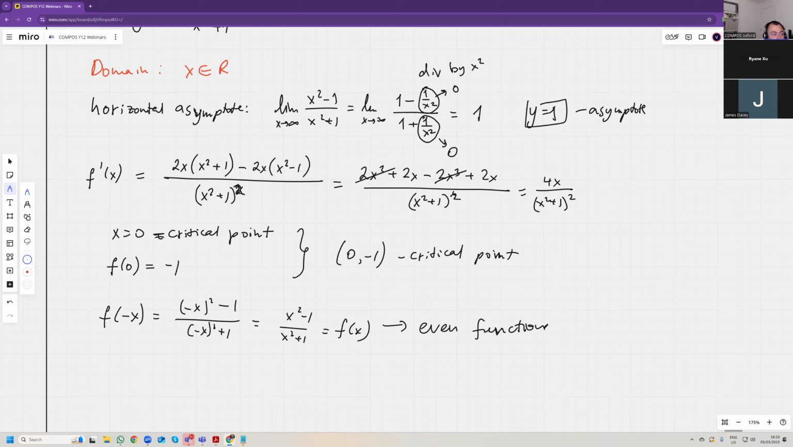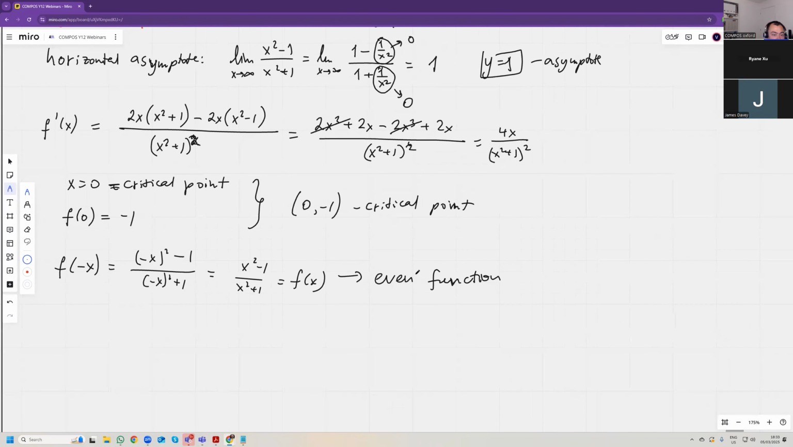Now, you can see from here, if x is greater than 0, then f of x is increasing. So it's a monotonic function from 0. If x is less than 0, f of x is decreasing. So we can say that it's not just a critical point, it's a minimum.